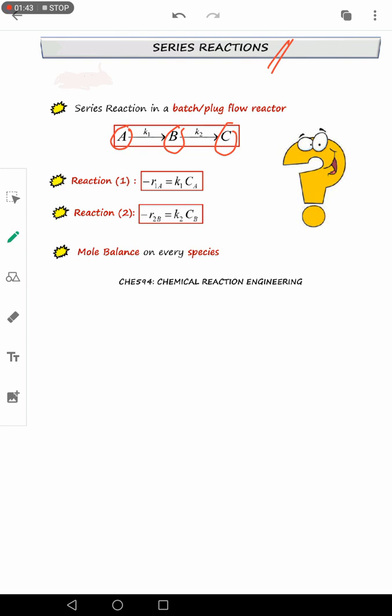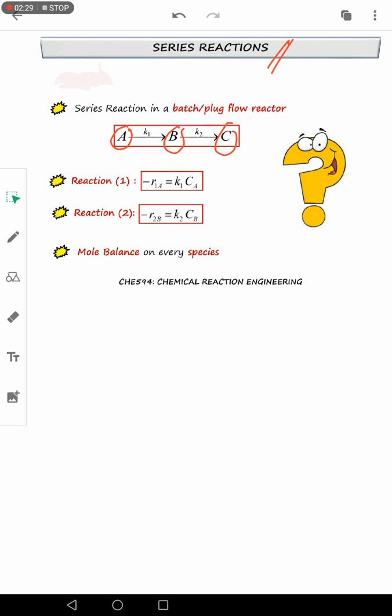So for example, we have these series reactions of A to produce B, and from B to further produce C. From A to B, the rate constant is K1. From B to C, the rate constant is K2. And for example, we take the series reaction in a batch reactor. So again, ini adalah contoh kalau kita ambil batch reactor. So you can try lepas ni how to find the concentration in other types of reactor.